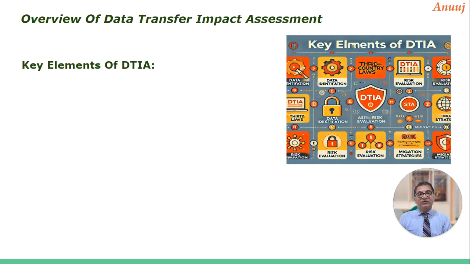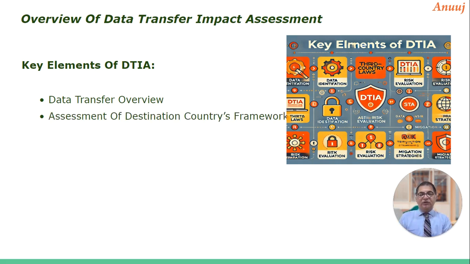What are the key elements of data transfer impact assessment? First, you have to have an overview of what kind of personal information you are holding and collecting, why you are processing it, why you collected it, and why you are actually transferring it outside the country. So you need to have a very clear idea of the kind of personal information you have and the purpose of transferring it outside your country, so that you have clear information and a clear roadmap of what is happening to the information you have collected.